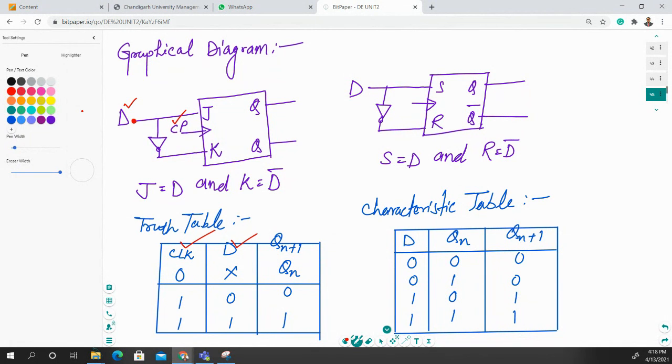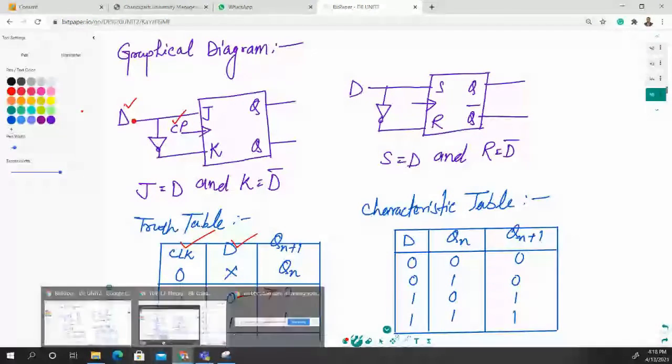So that's why it is called a transparent type of flip flop. When you apply input as 0, it directly gives you output as 0. When you apply input as 1, it directly gives you output as 1. Okay, so that's why it is called a transparent type of flip flop.